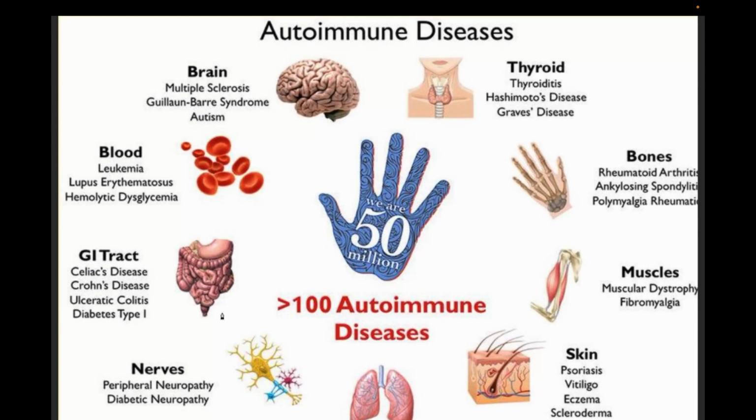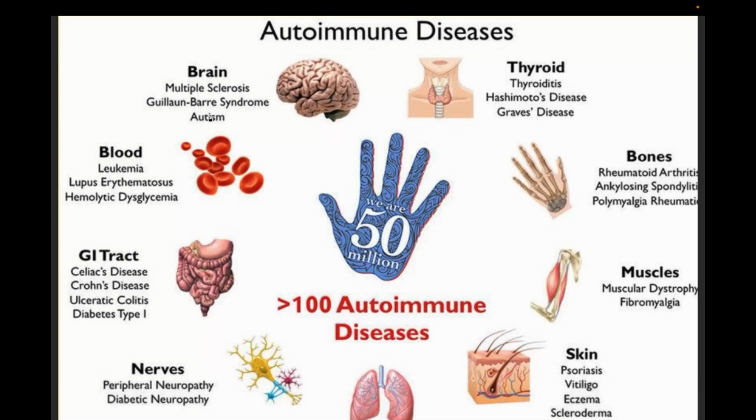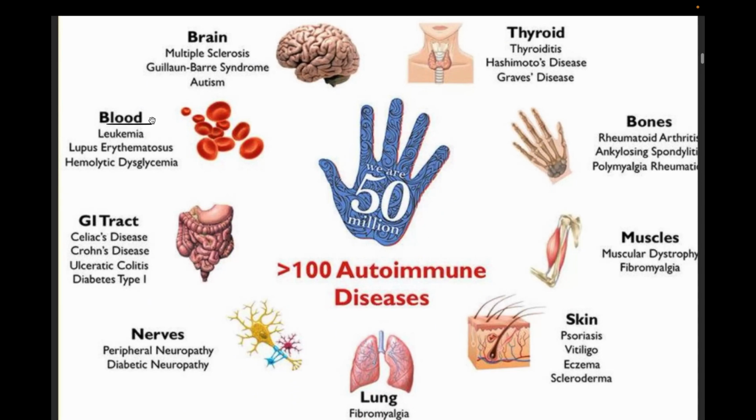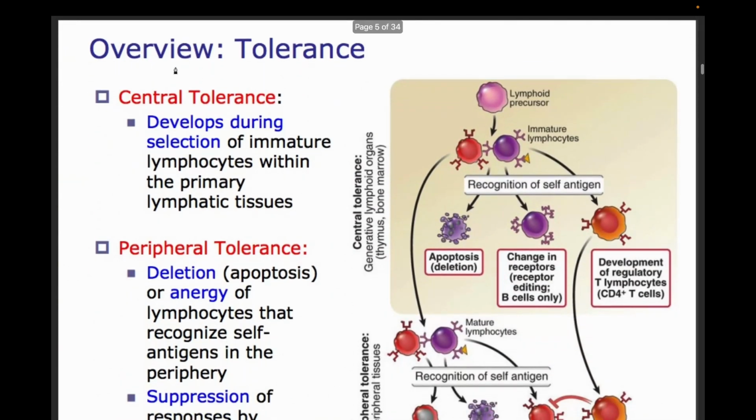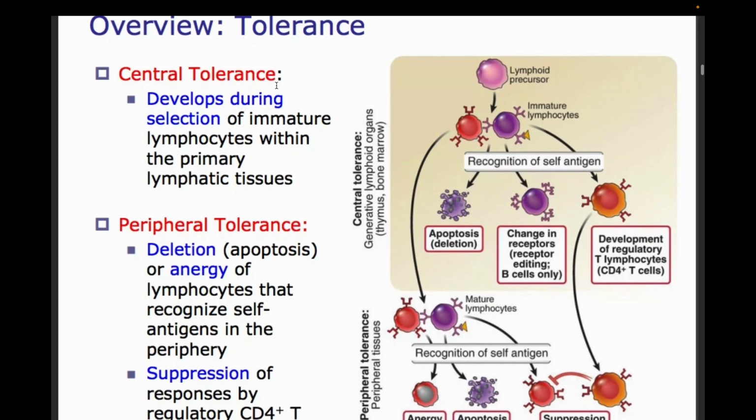Some self-reactive T cells can escape this selection. When these self-reactive T cells or B cells are activated in the lymph nodes، شو راح يصير؟ راح يسوي attack للبادي tissue. ممكن يكون blood مثل عندنا lupus erythematosus, GI tract, nerves, skin, muscles, bones, thyroid. فهاي شغلة autoimmune diseases. Loss of self-tolerance. هي overview التولرنس.